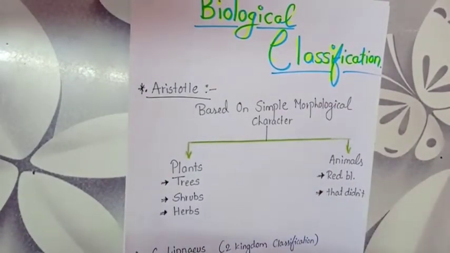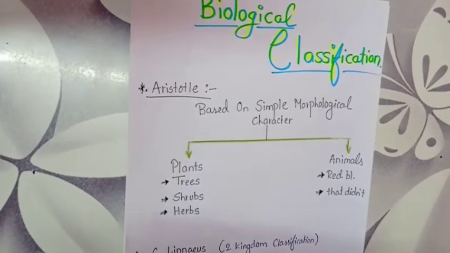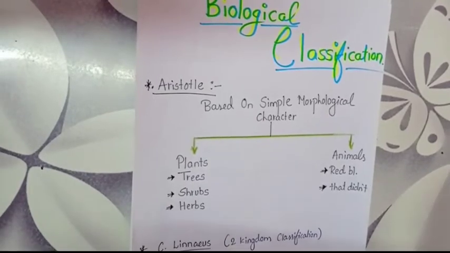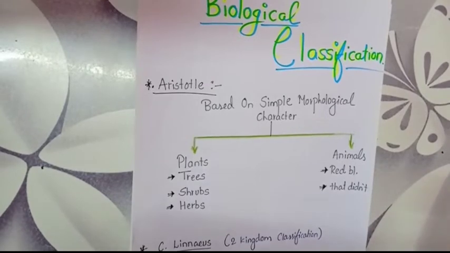Now, what was the need to classify the living organisms? To study all the living organisms in a systematic way, to know all their features and characters, there was a need to classify the living organisms. Many scientists have tried to classify based on different criteria.